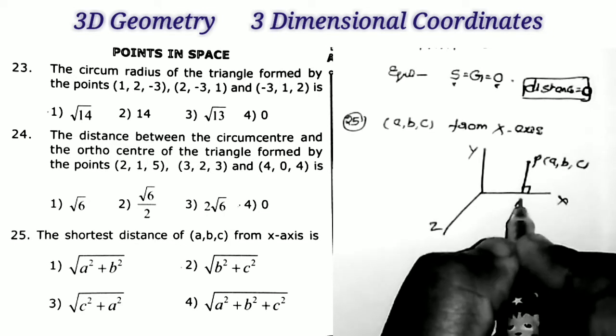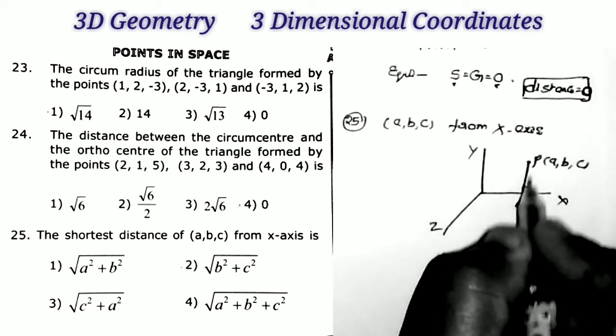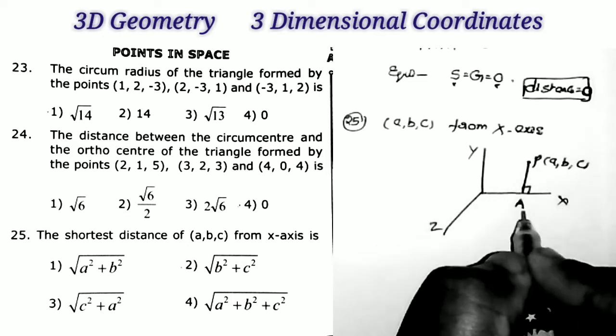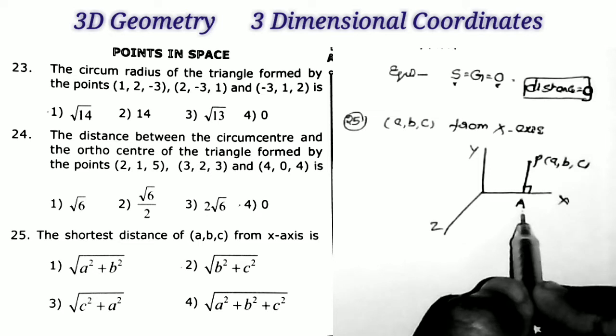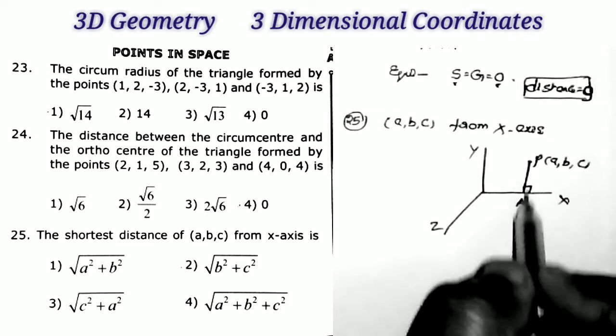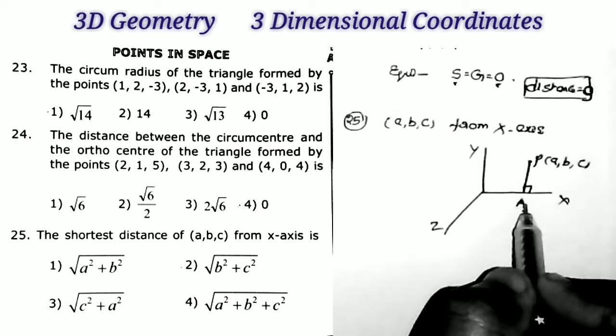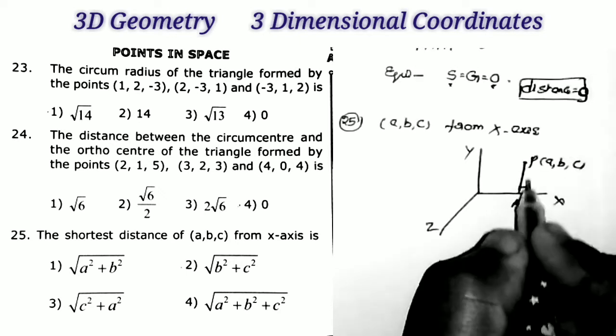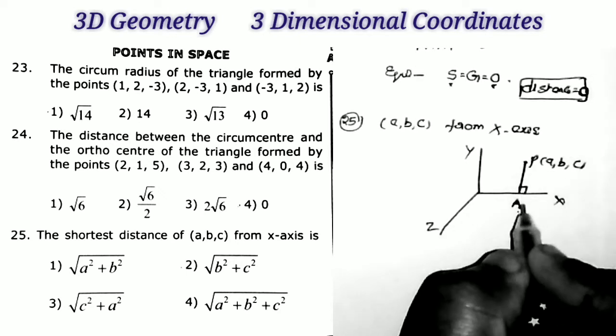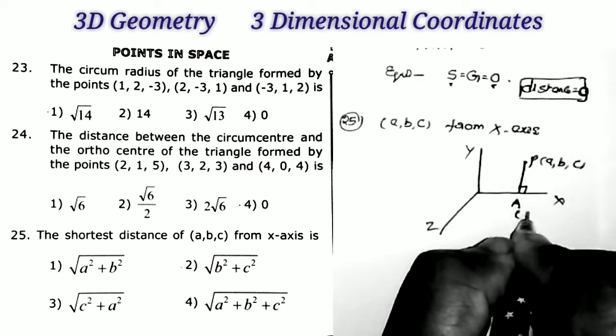Suppose this point is A. PA is the perpendicular from P to the x-axis. Here A is the foot of the perpendicular. Now what is this distance? That is the given question. Shortest distance, that is the perpendicular distance. When we draw the perpendicular from P to the x-axis, what are the coordinates of A here?